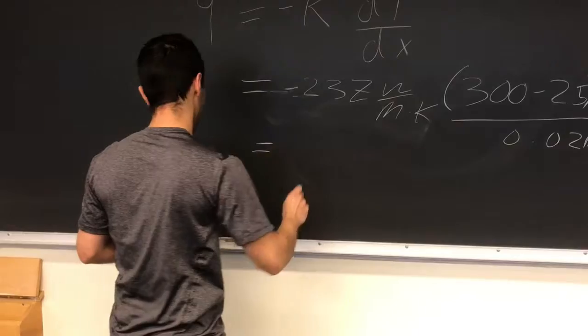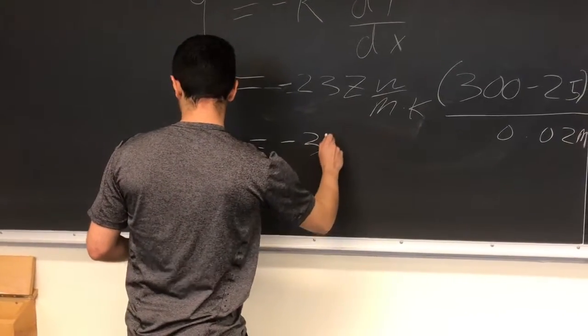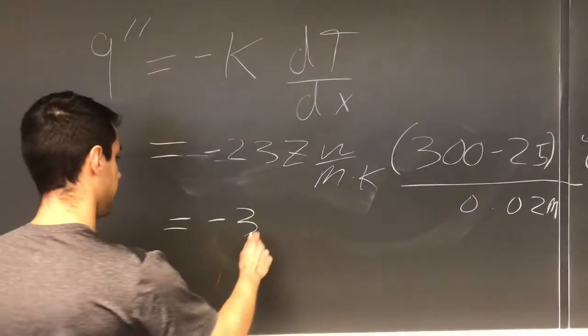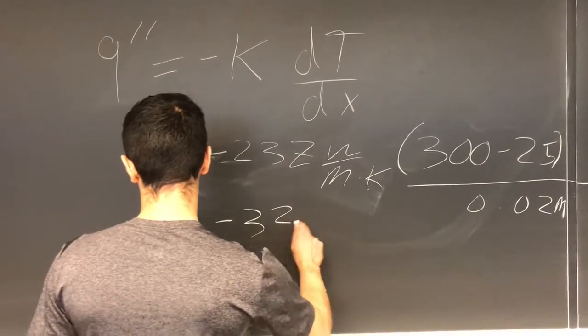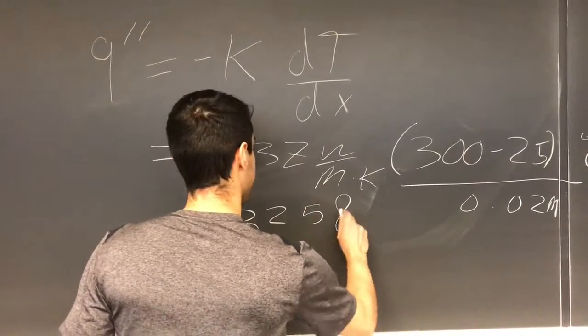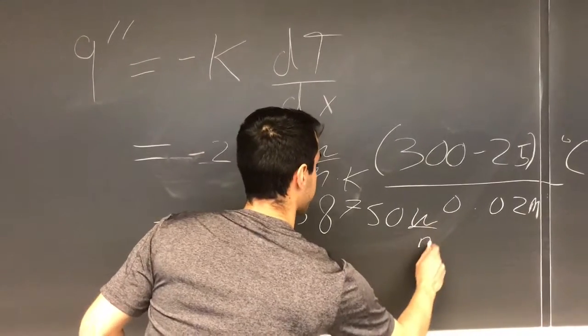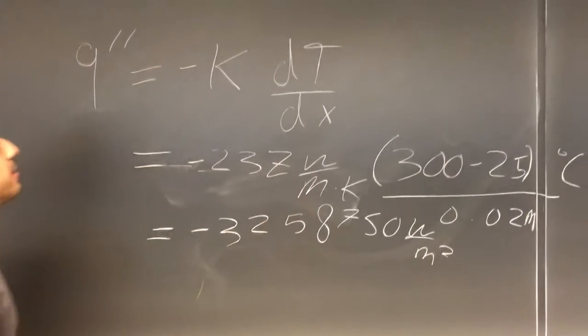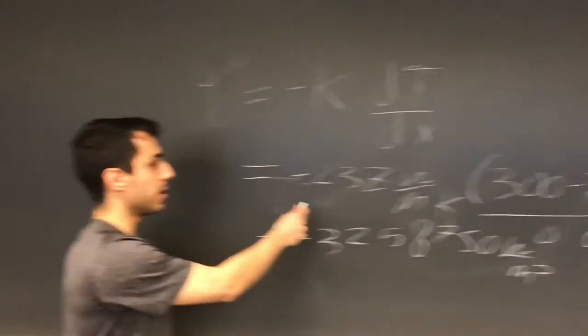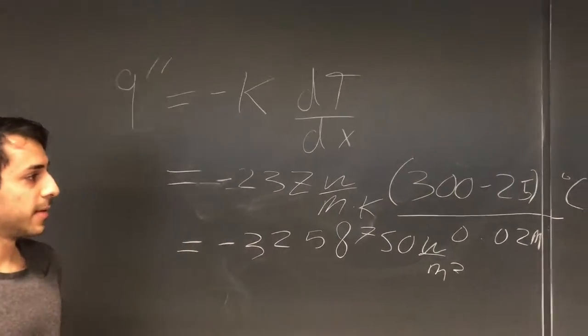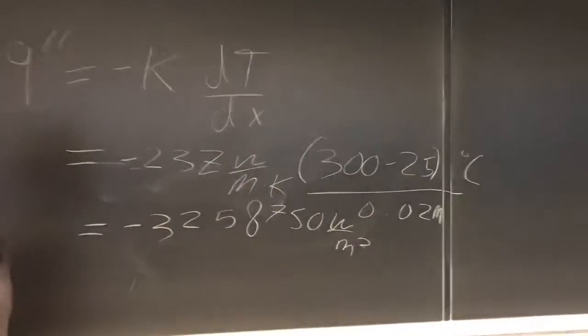So the heat flux is equal to negative 32,58750 watts per meter squared. You could see that the heat flux is very large, first because we have a large thermal conductivity, and also our temperature gradient is very large.